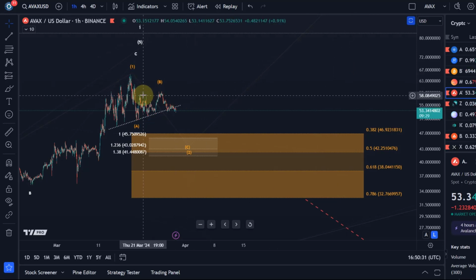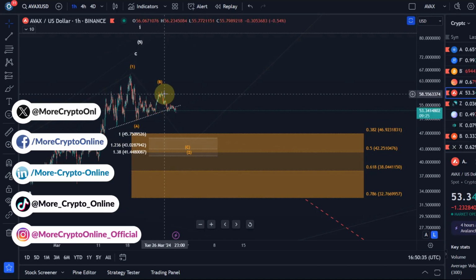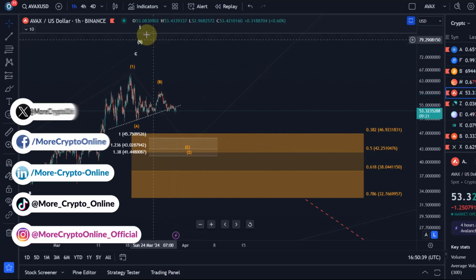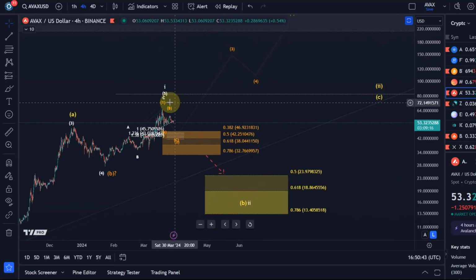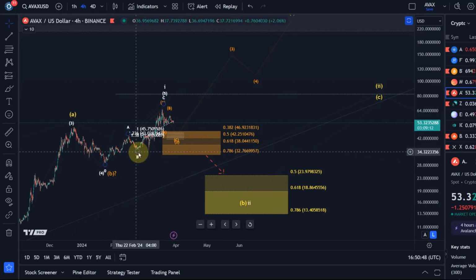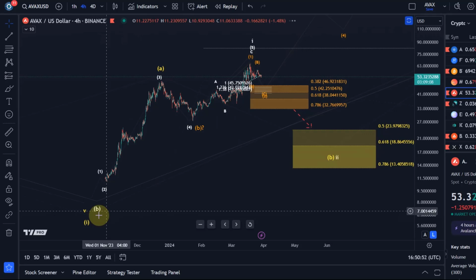AVAX is still in the same scenario. It hasn't done anything to invalidate the orange scenario that I'm following primarily here. In the last video, I shared with you the different scenarios that we're watching on the chart. But I focus at the moment primarily on the orange one, which is a structure in which we have an A, B, C structure.